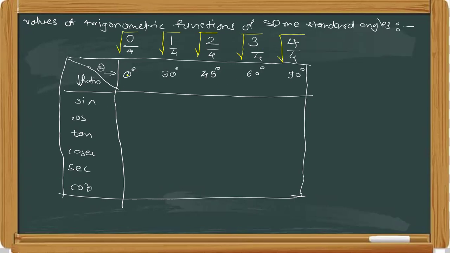Now, 0 upon 4 is 0. Its square root will be 0. 1 upon 4 will be 1 upon 4 only, but its square root will be 1 upon 2. Then 2 upon 4 is actually 1 upon 2, and its square root will be 1 upon root 2. Then 3 upon 4, its square root will be root 3 upon 2, and 4 upon 4 is 1, its square root is also 1. Understood this? Have you revised this?